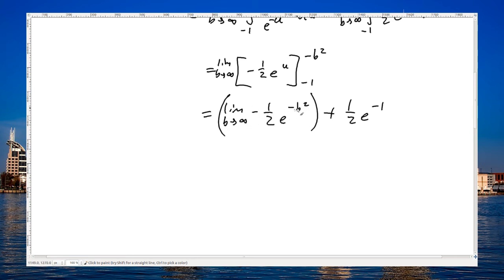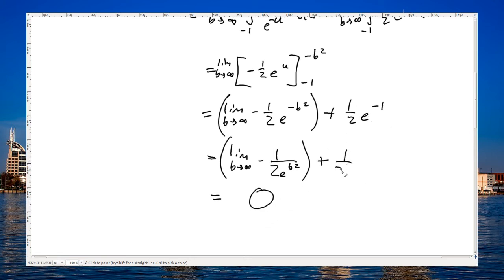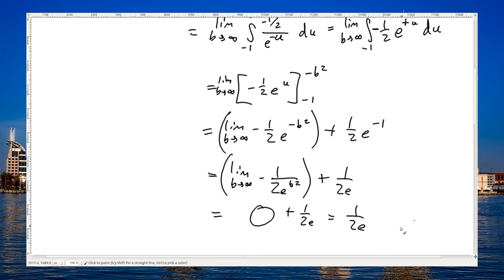B's going to infinity. I can rewrite this if it helps. I can rewrite that as 1 over 2e to the b squared, limit as b goes to infinity. And the point is that this is going to infinity, so the denominator is going to infinity, which means the whole fraction vanishes to 0. Back over here, that's 1 over 2e, so that gets me 1 over 2e for the value of the integral. And that means it converges.